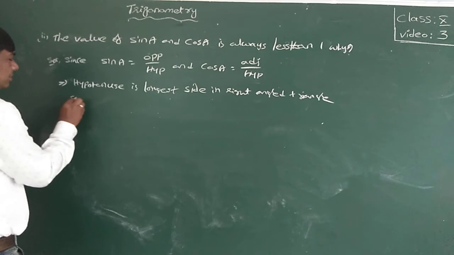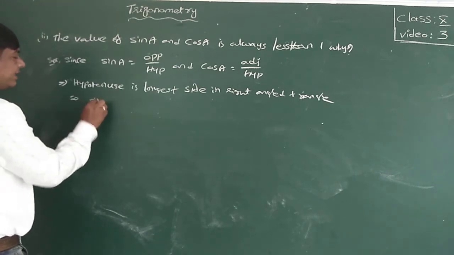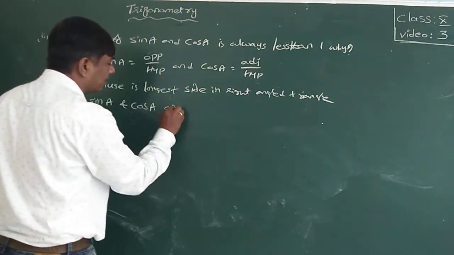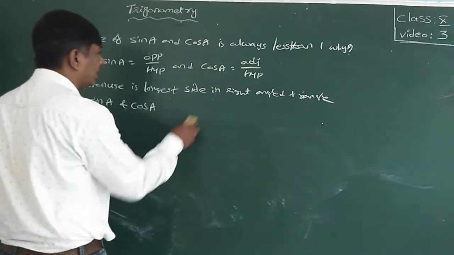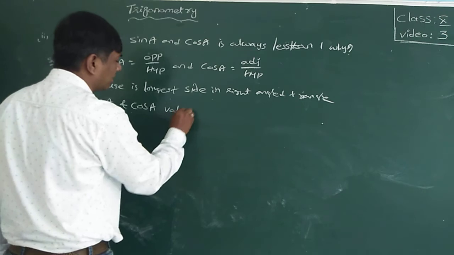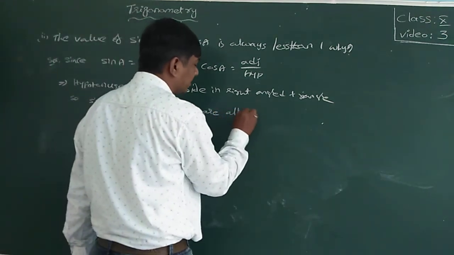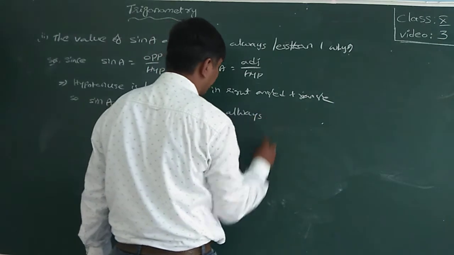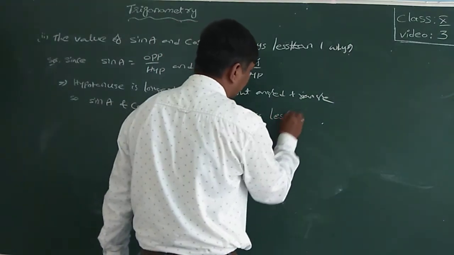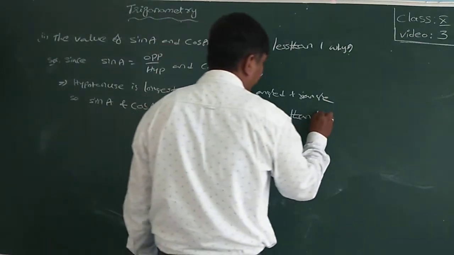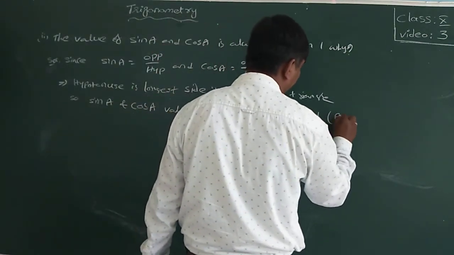So sin A and cos A values are always less than 1. That means proper fraction.